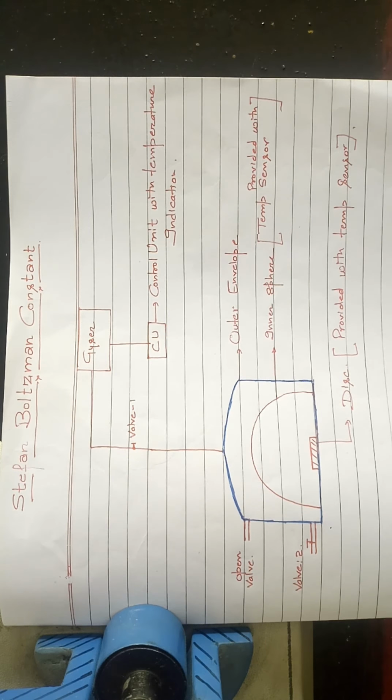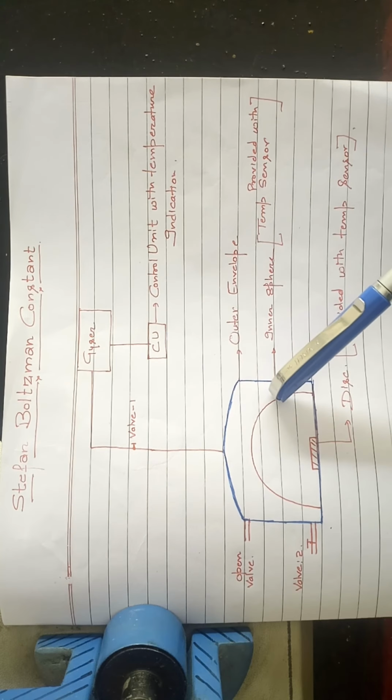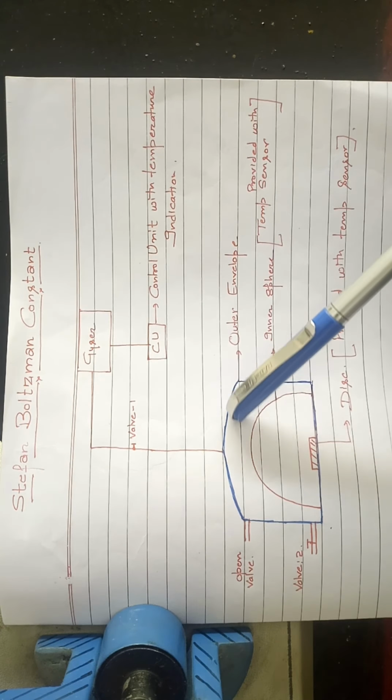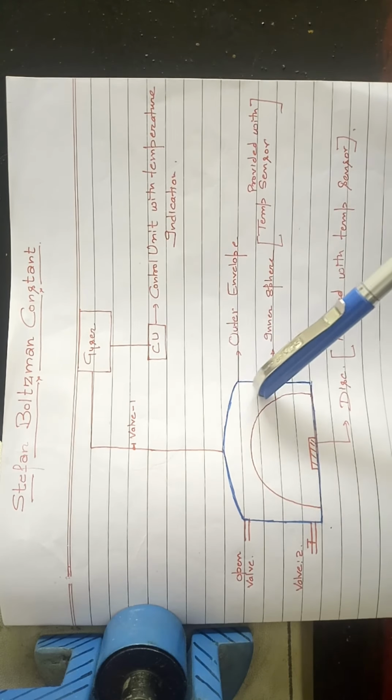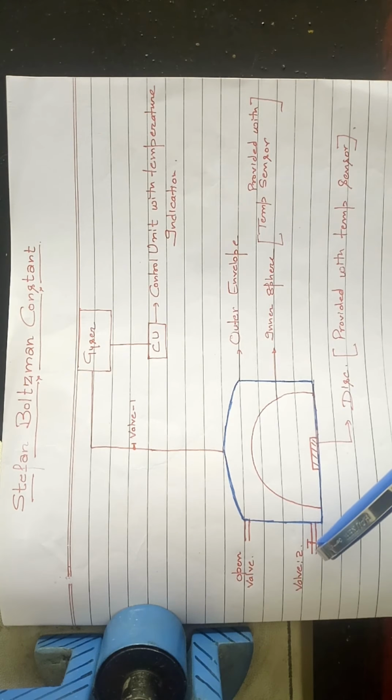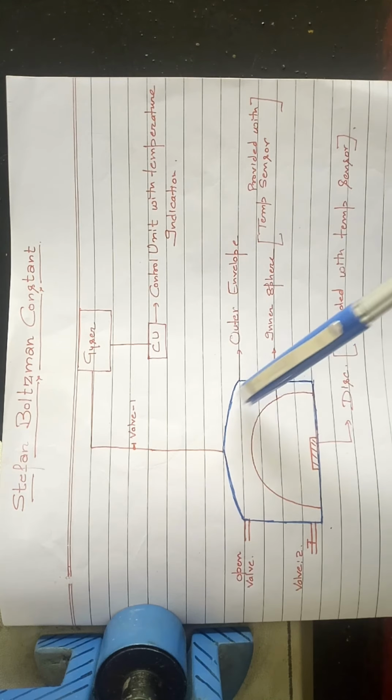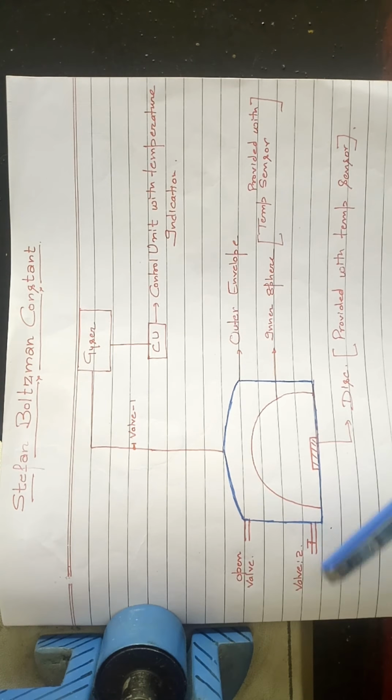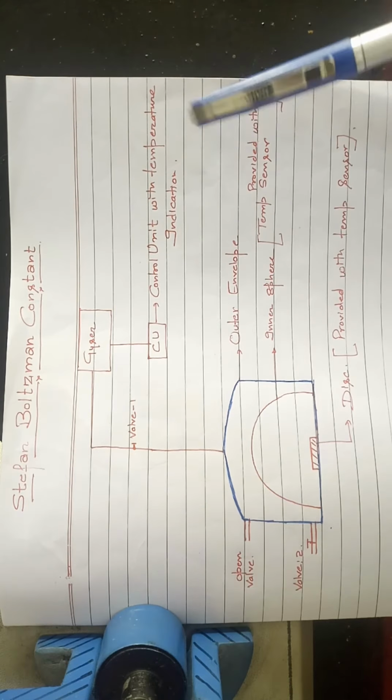Two valves are provided, valve 1 and valve 2. When we heat the water in the geyser, we will close the valve 1 and we will open the valve 2 so that any water which is remaining in the cavity in between the outer envelope and the inner spherical surface, this is the part where the water has to fill. So we will drain any available water in this cavity from valve 2 by opening it. When whole of the water is drained, we will close it.